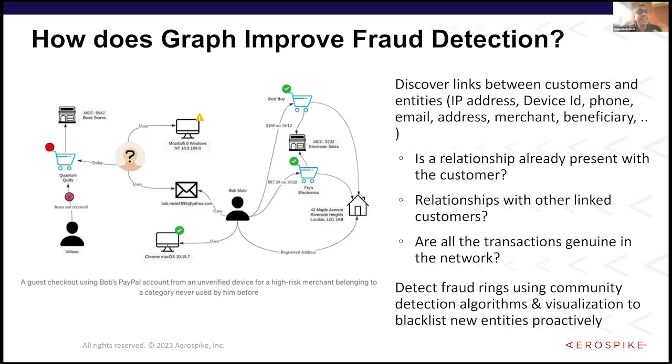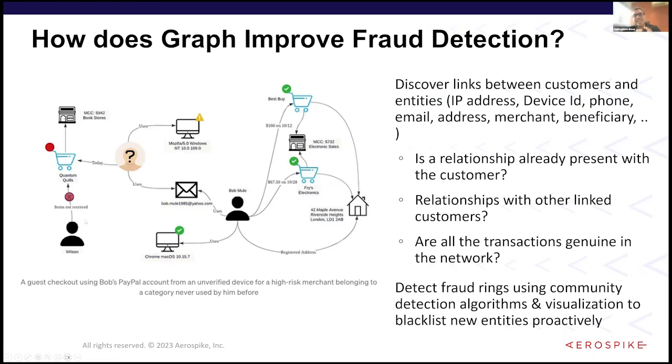First of all, is a relationship already present? If a relationship is present, that means it's good, it's regular behavior. If a relationship does not exist, are there relationships with other customers? For example, is this merchant a popular merchant which has been used by other customers? And if yes, that again means there's a little bit less of a risk. And then lastly, are all these transactions genuine in the network that we have in the first, second, third degrees of connections? Are we seeing any red flags?